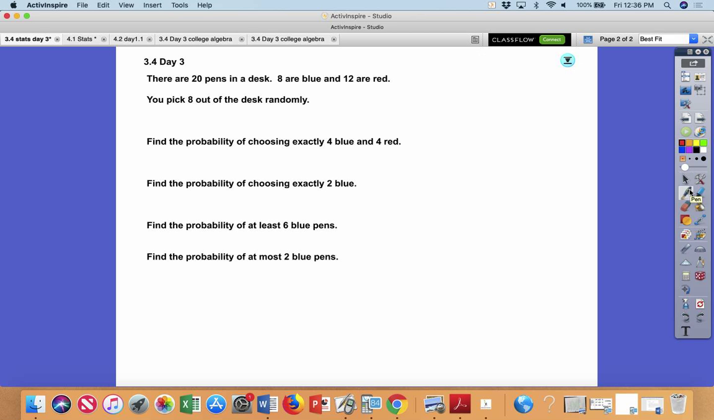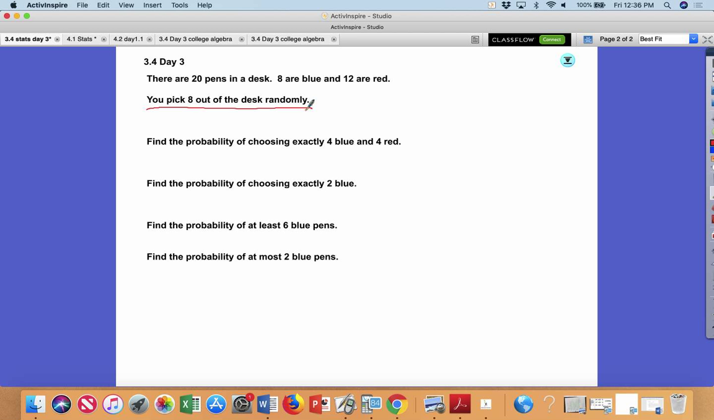On every single one of these problems, we're going to choose 8 pens. Okay? Remember that, because even on this one, when I say that we choose exactly 2, it's implied that we're choosing a total of 8. I did that for a reason, because there's some problems in the book that are confusing if we don't think about it. So there's 20 pens in the desk, 8 are blue, 10 are red. Find the probability of choosing exactly 4 blue and 4 red.